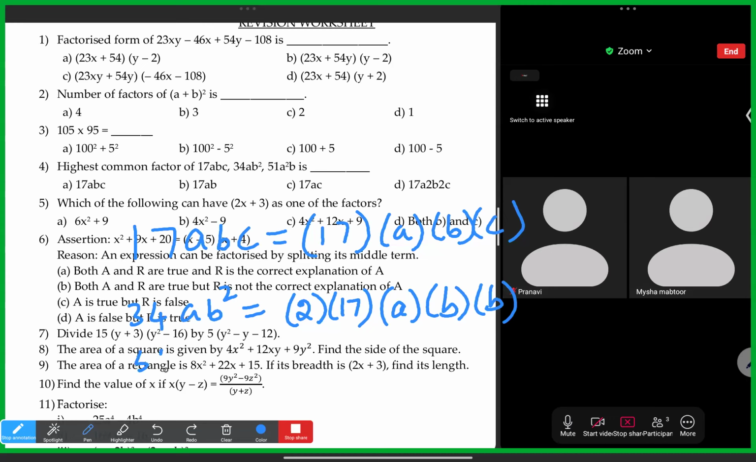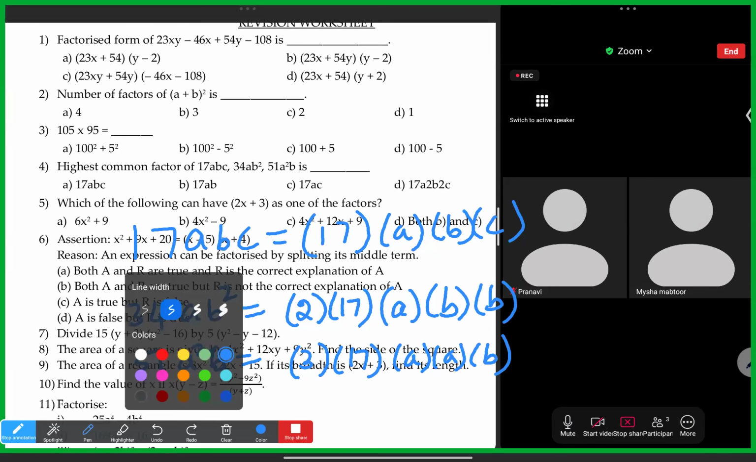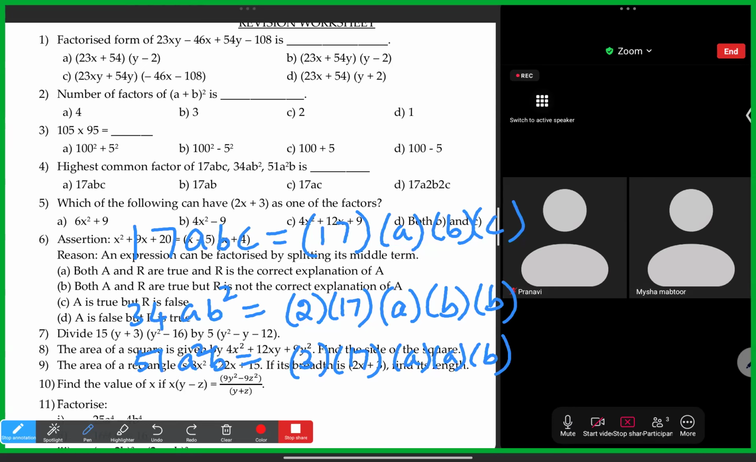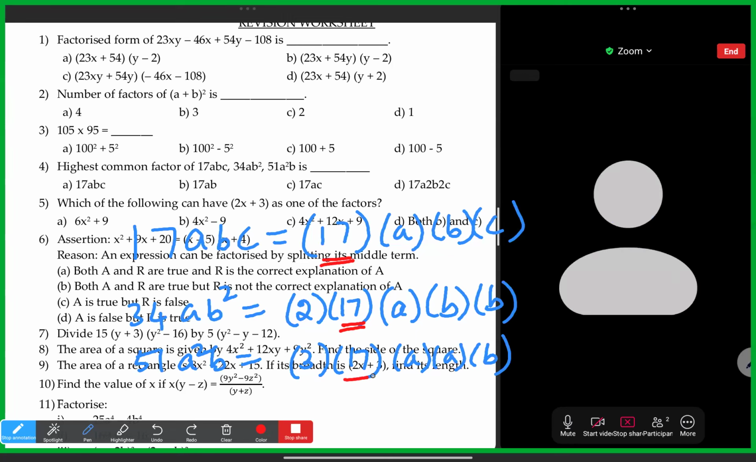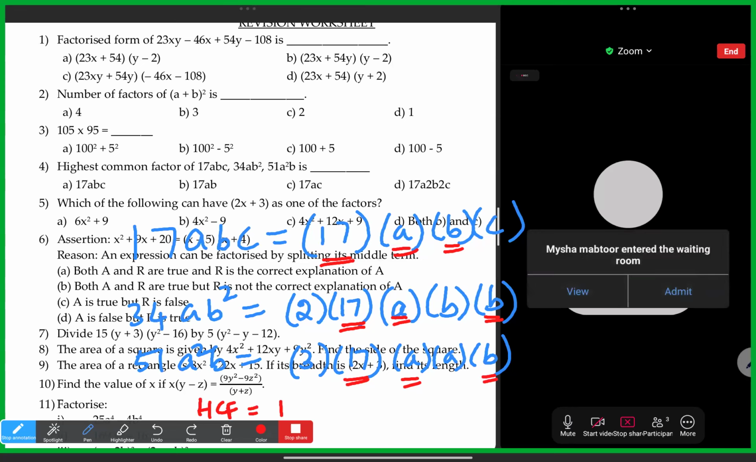Then 51 A square B, which is 3 into 17 into A into A into B. Now what I will do is, highest common factor means simply round the common numbers or underline. 17, here it is there, here it is. A, B is there. So the answer is 17 into A, B, since all the three have 17, A, B in common.